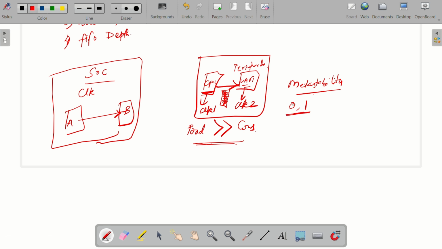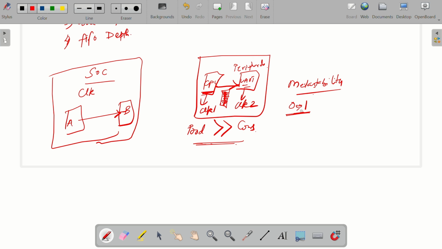So your sample data is fluctuating between 0 to 1, and in order to solve this metastability, we use synchronizers in our asynchronous FIFO. We'll discuss what synchronizers are, why we need them, how many flip-flops we need for synchronizers, and why 2 flip-flops or more than 2 flip-flops are needed. We will discuss that later in the video.